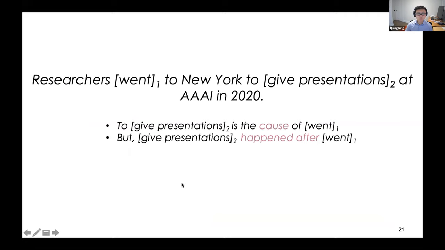Researchers went to New York to give presentations in AAAI in 2020. So we know that "give presentations" is the cause of "went," but "give presentations" also happens after "went." As we just saw, shouldn't the cause happen before the effect?